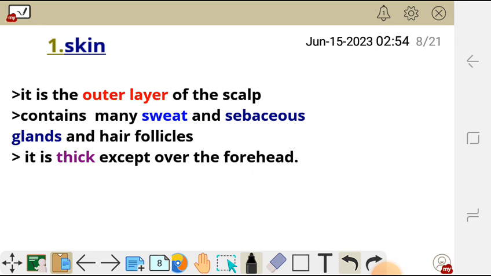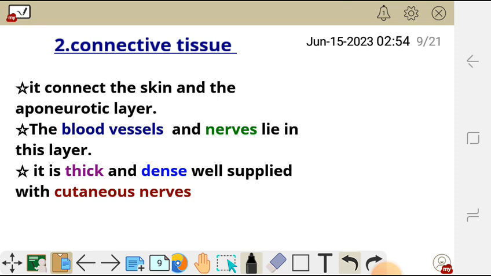Okay, so the skin. As you have already seen in that diagram, it is the outer layer of the scalp, and it contains many sweat and sebaceous glands and hair follicles. Then from there, it is thick except over the forehead. So the skin layer is thick except over the forehead. Okay, now let's move on to the connective tissue.